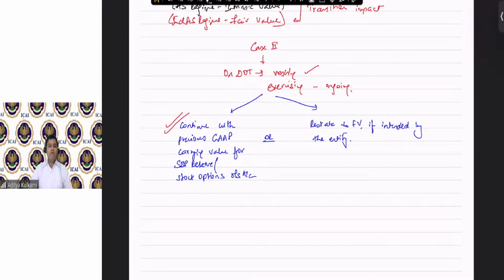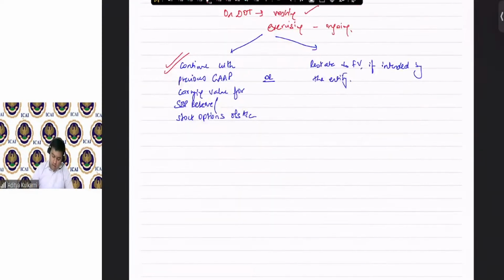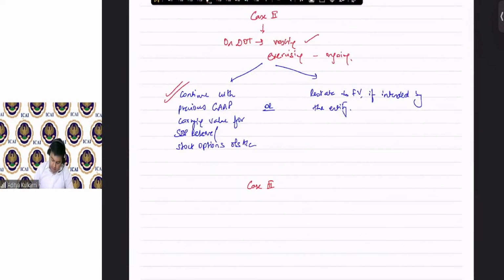So case number 2, I presume it is clear to all. Coming to case number 3, on date of transition. Vesting is over, answer is no. Vesting ongoing. Obviously, if options have not vested, will exercising be possible?